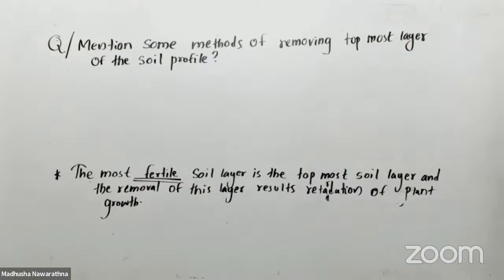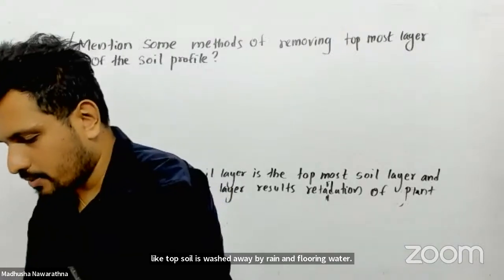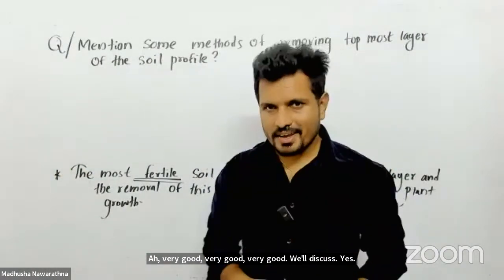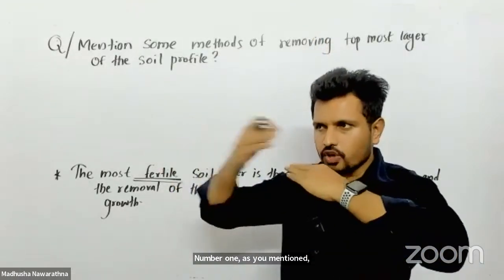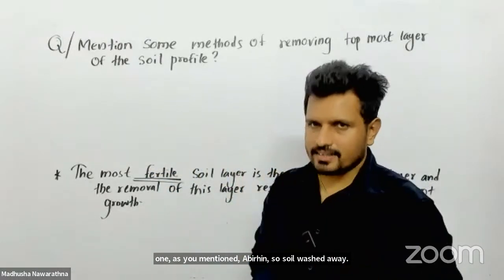Sir, yes? Topsoil is washed away by rain and flowing water. Very good. We'll discuss. Yes, right? Number 1. As you mentioned, let's take that first. So, soil washed away: the topmost layer of the soil is washed away with heavy rains.